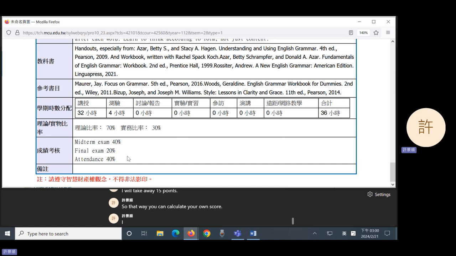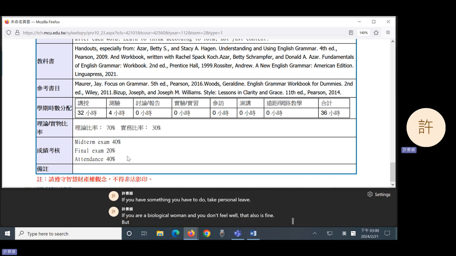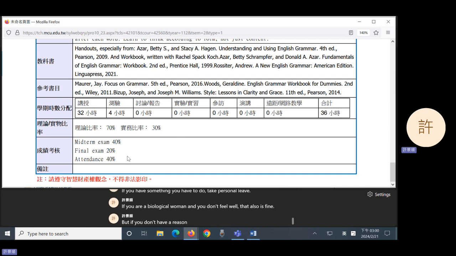If you are sick, take leave. If you have something you have to do, take personal leave. If you are a biological woman and you don't feel well, that also is fine. But if you don't have a reason, I will take points away. Okay, questions? Okay, so that's what we're doing this week.